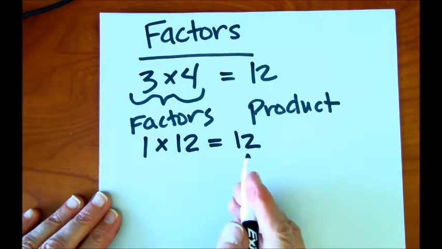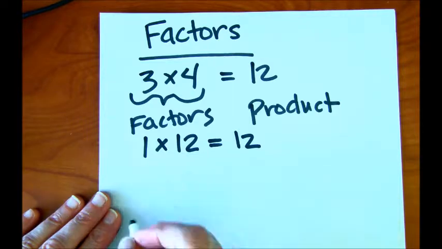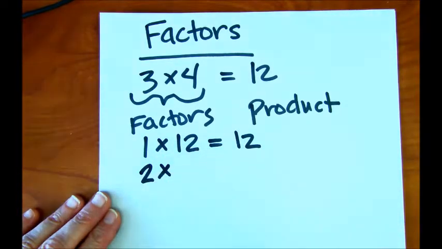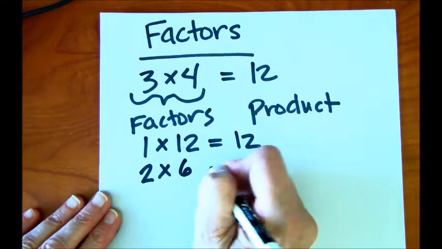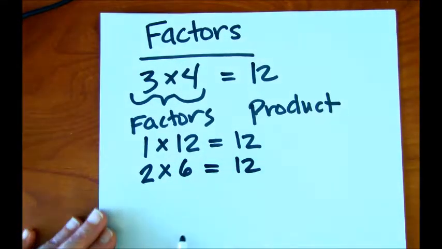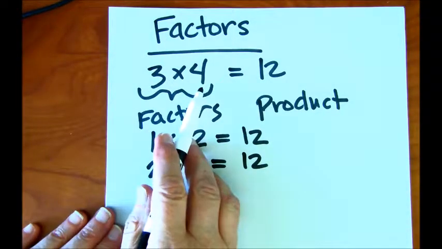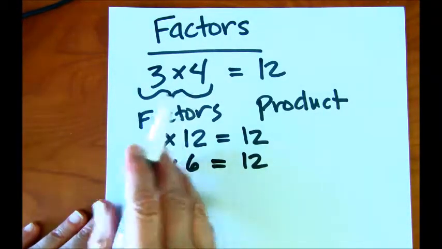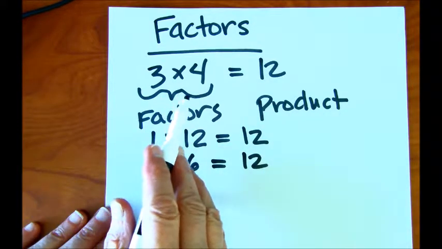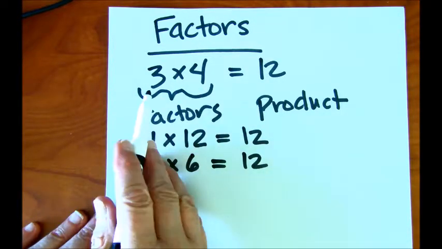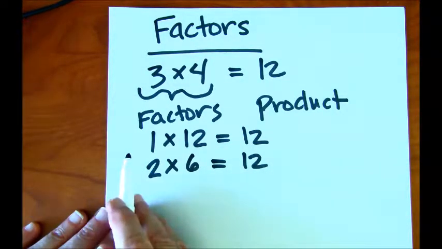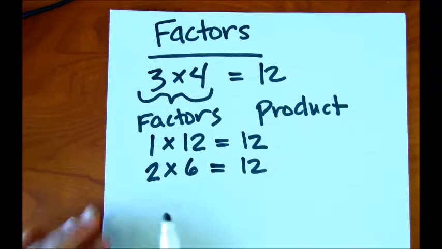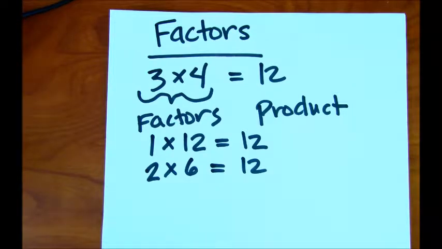Now 2, you could divide 12 by 2, so 2 times what will give you 12? 2 times 6 will give you 12. And there are no other factors. We've already listed 3 times 4. Now you can think of it, well, what about 4 times 3? Well, yeah, that's true. You could say 4 times 3, but we've already written 3 times 4. As you could say 6 times 2 and 12 times 1. But that's the commutative property. The order doesn't matter, but basically the factors are the same.